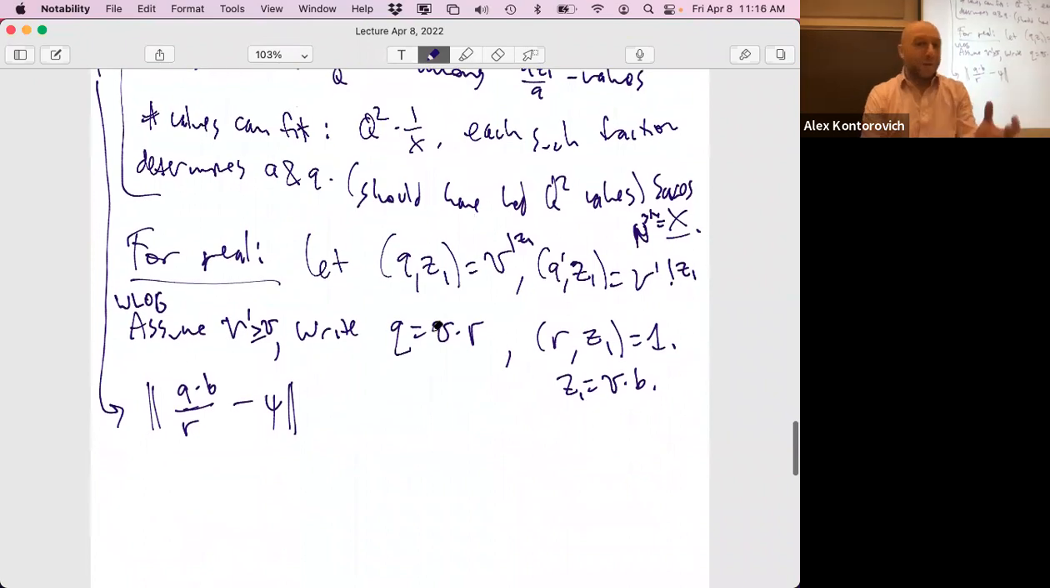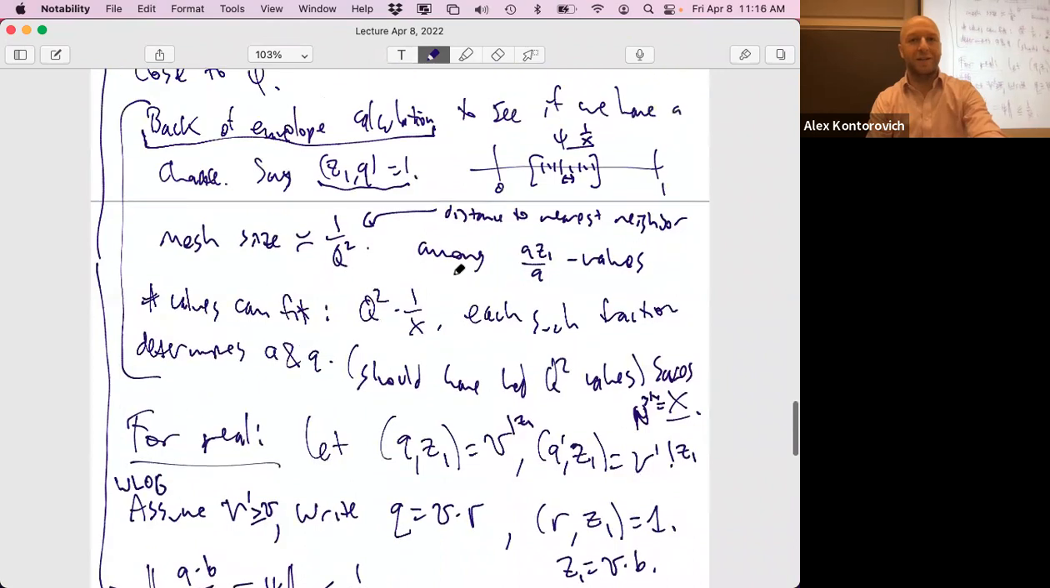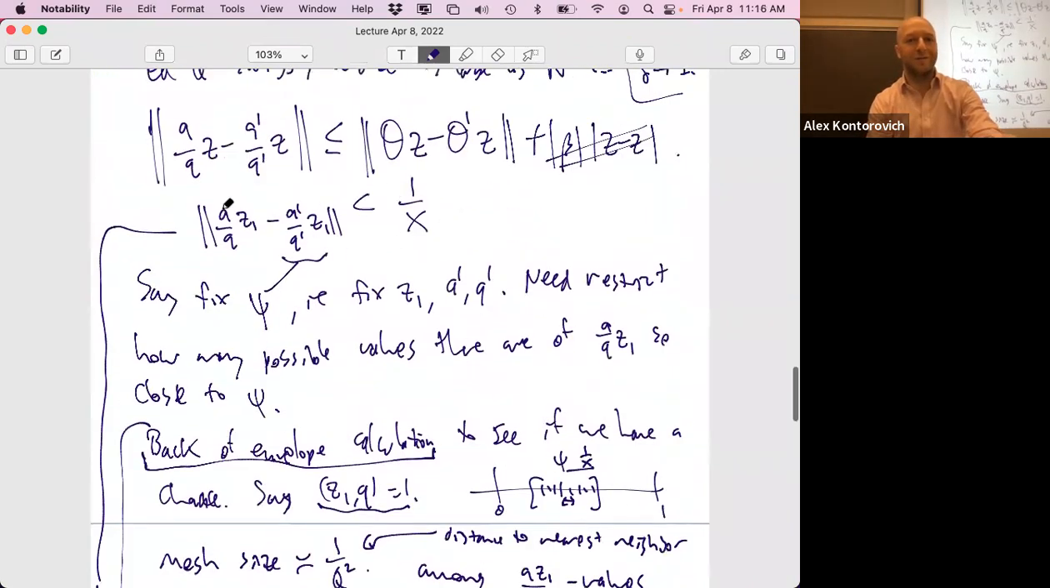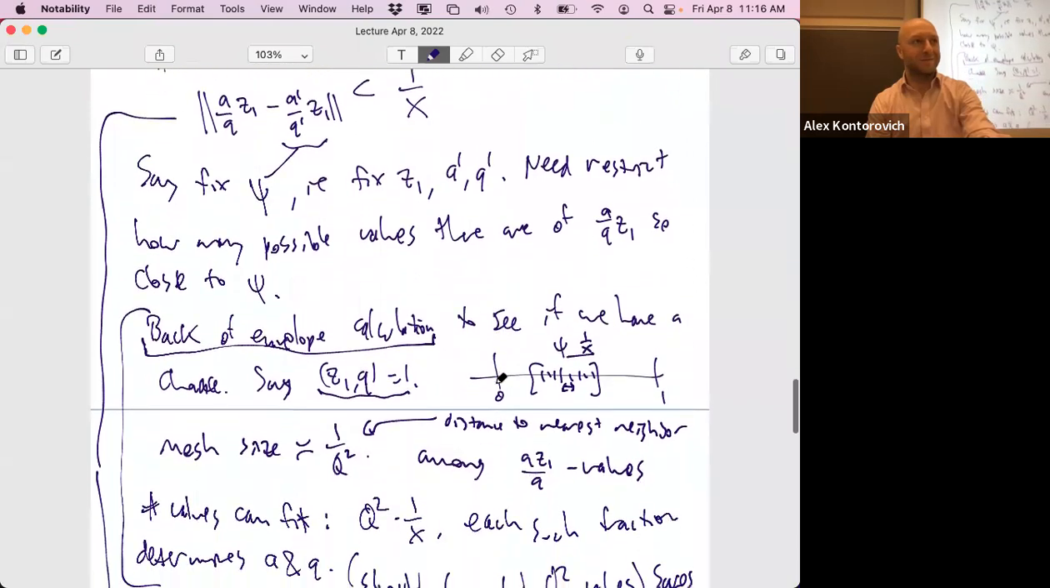Okay, so for real, we have to take care of what the possible consequences are. Right. Okay, so now all of these fractions are reduced. And the distance to this fixed number psi is bounded by 1 over x. That's exactly this equation here. So far, so good?